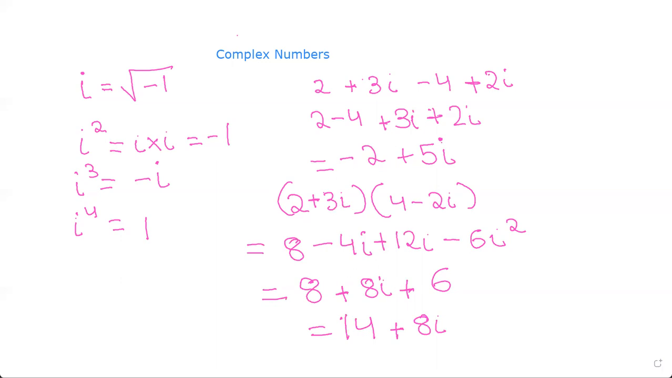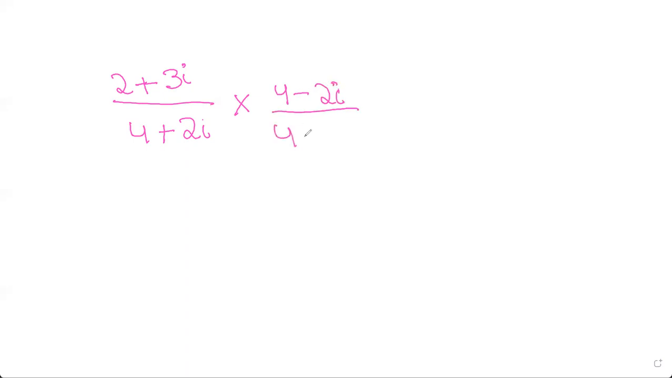Let's look at division. For division, you essentially just rationalize the denominator. Like for surds, when you rationalize it, you use the same method. So let's say 2 plus 3i divided by 4 plus 2i. And we have to divide this. You multiply this with 4 minus 2i divided by 4 minus 2i.